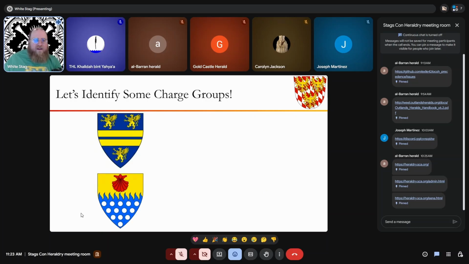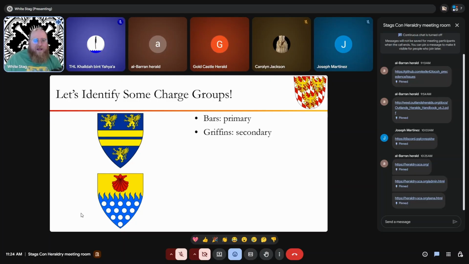So let's identify some charge groups. I'm not sure why it's showing like this, but okay. So let's do top left. The bars are primary. What are the griffins? This is the audience participation part of the class. Otherwise, I can just click through it if the audience does not want to participate. Secondary. They are secondary. That is correct. Are there any other charges on this field? Trick question. No.